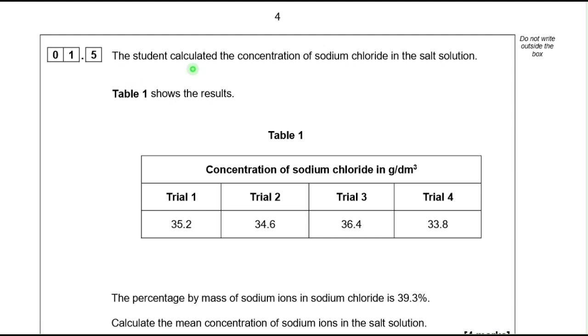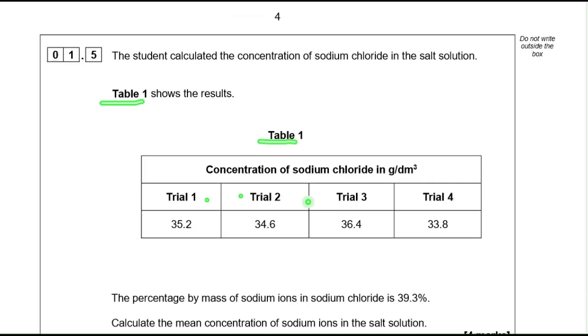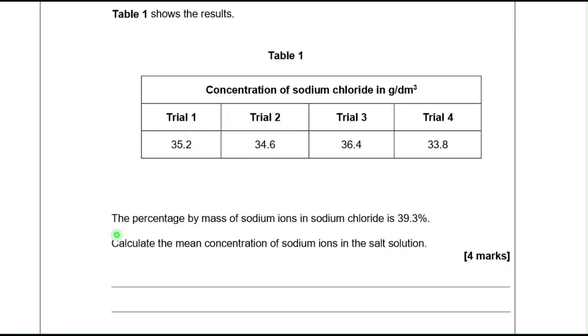Over the page, the student calculated the concentration of sodium chloride in the salt solution. Table 1 shows the results. So you've got the concentration of sodium chloride in grams per decimeter cubed, and you've got 4 readings. The percentage by mass of sodium ions in the sodium chloride is 39.3%. Calculate the mean concentration of sodium ions in the salt solution, and this is for 4 marks.